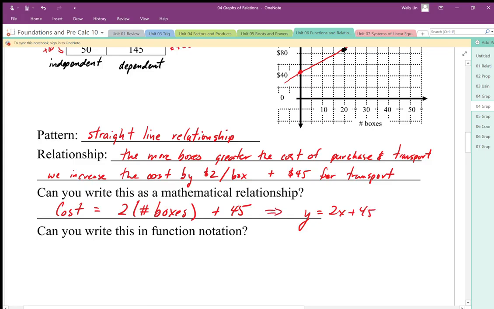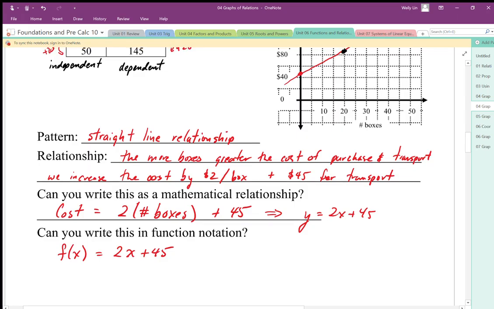And we can write this in function notation. We can say that f(x), the output f based on the input x, is going to be 2 times x plus $45. So this is our function notation for this particular problem.